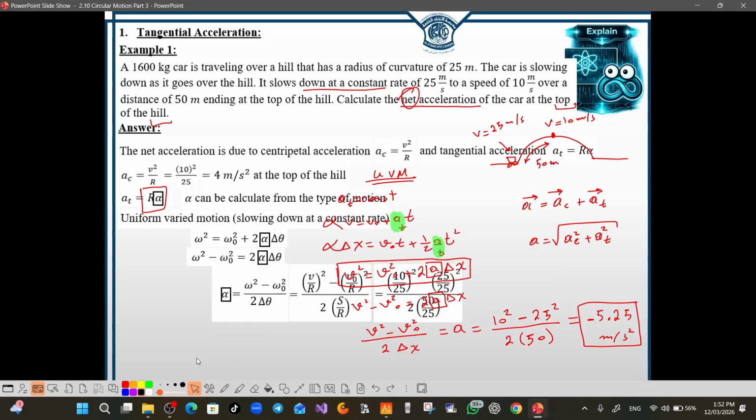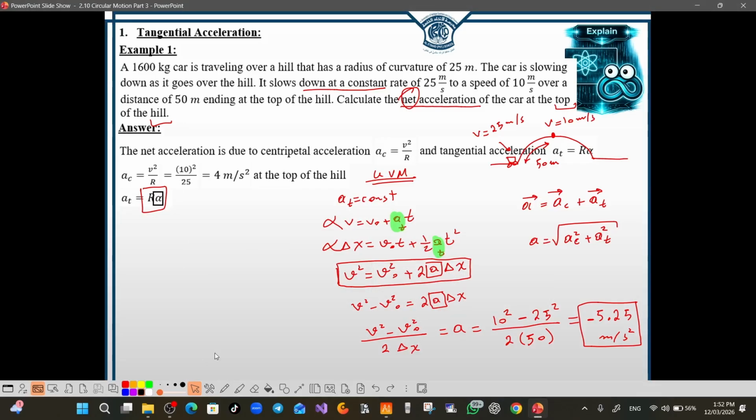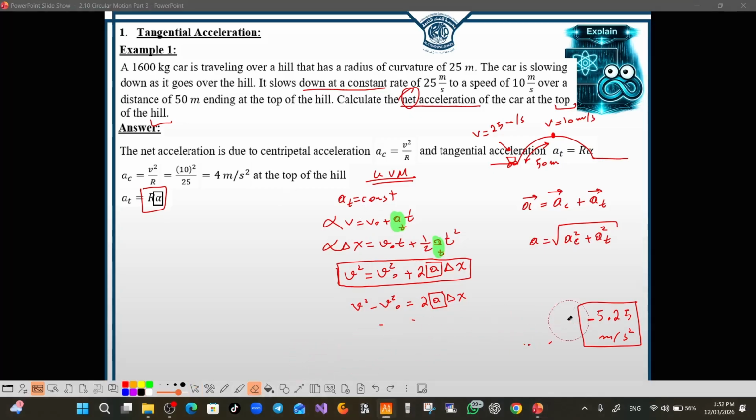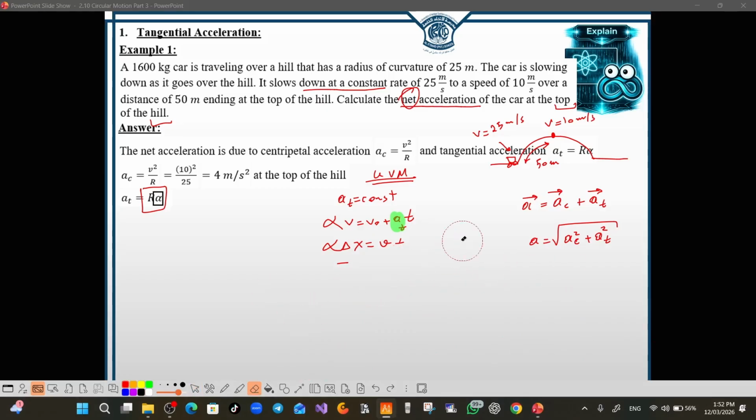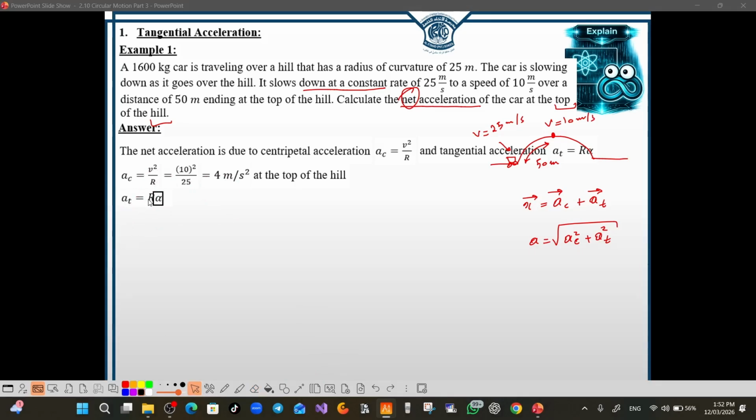Okay, yes. Now, this is one of the methods, which is considered to be the easier method to be followed. However, let me prove for you that even the second method is equivalent to this one. And the second method is based on the fact that a_t is equal to R alpha. Now, alpha can be calculated from the type of motion, which is uniformly varied motion because the object is slowing down at a constant rate.